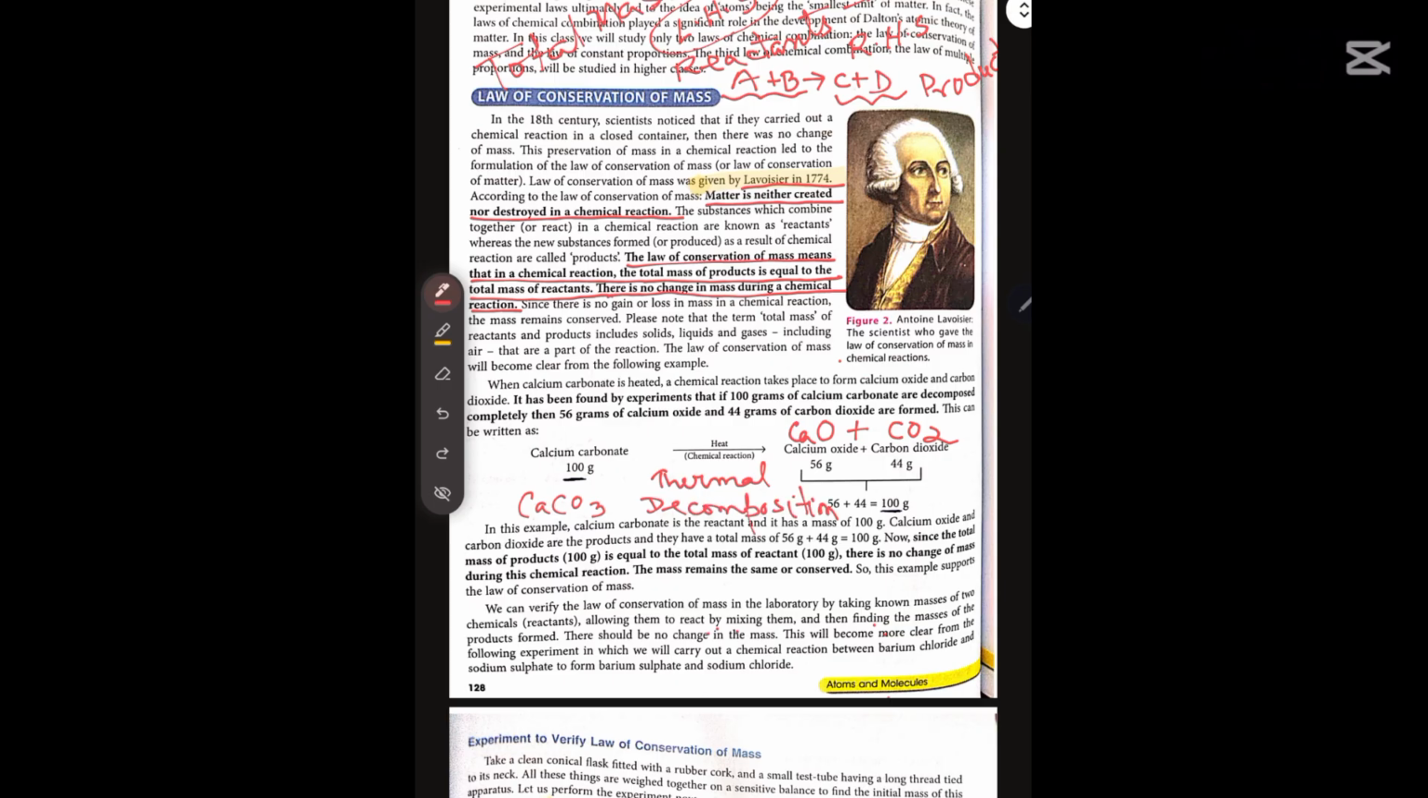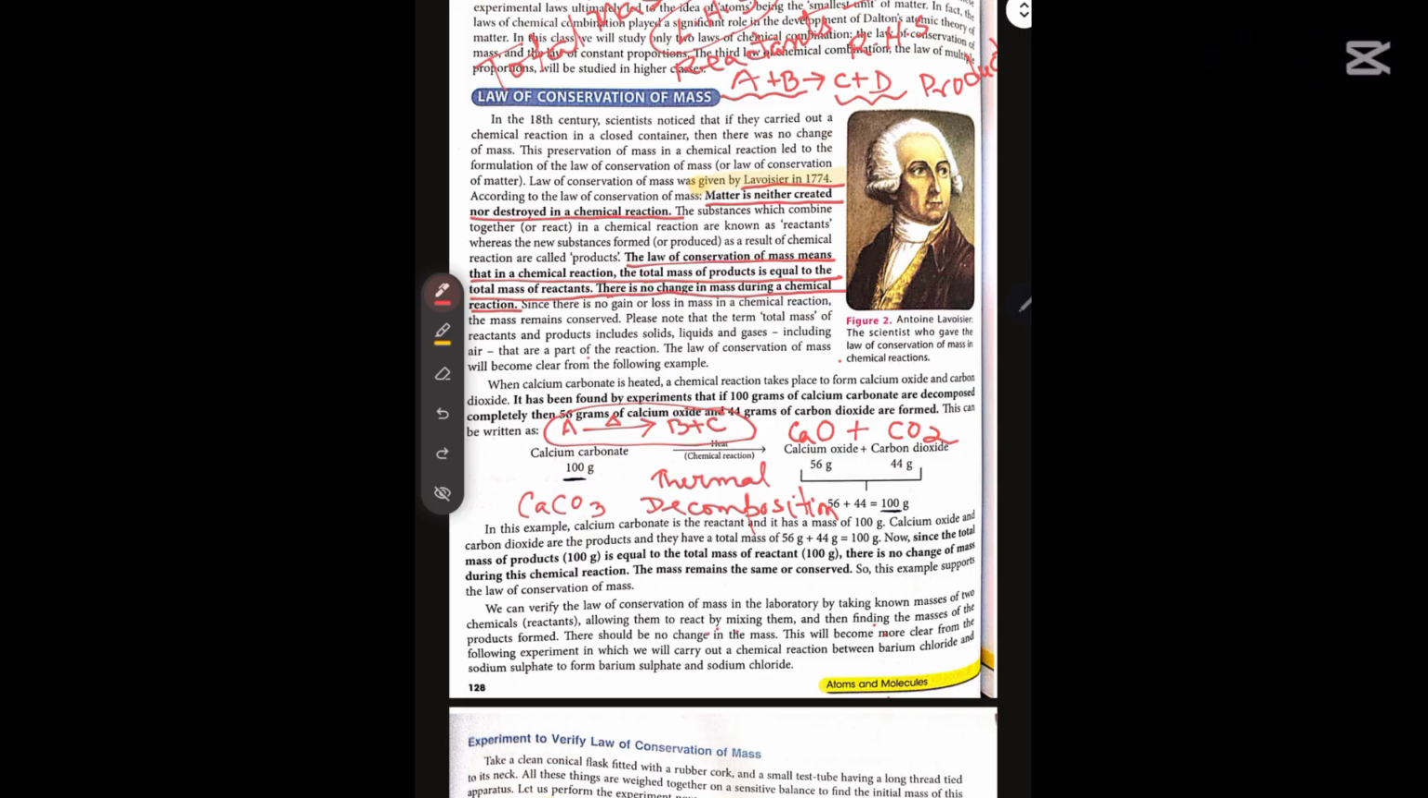Decomposition reaction means when a particular reactant is being heated and it breaks down into two or more products. So one reactant gives two or more products. That type of reaction is known as a decomposition reaction. And to carry out decomposition, when you apply heat, that is known as a thermal decomposition reaction.